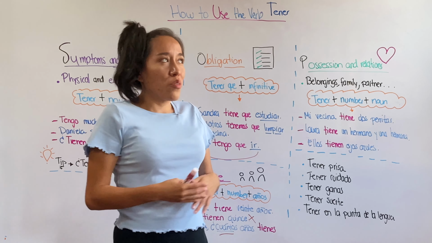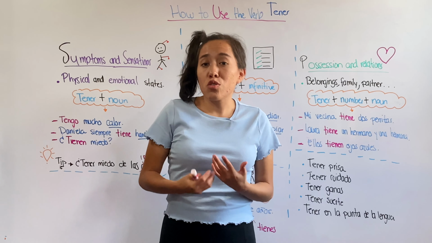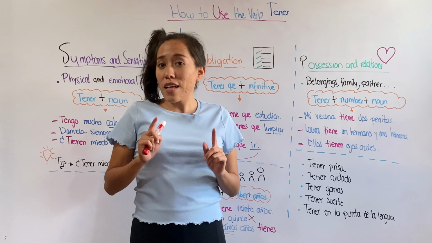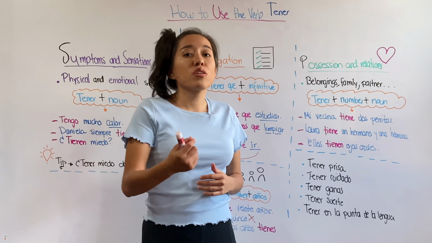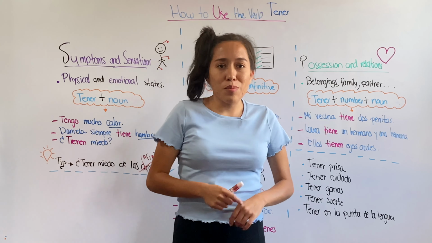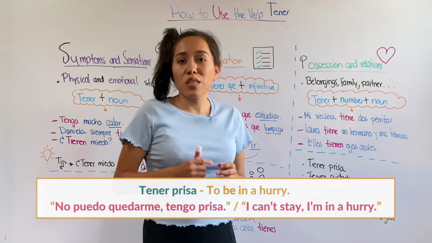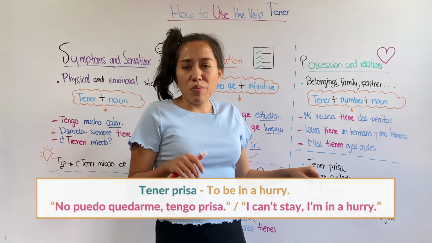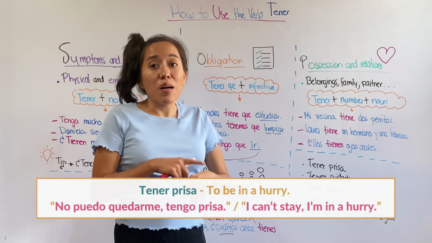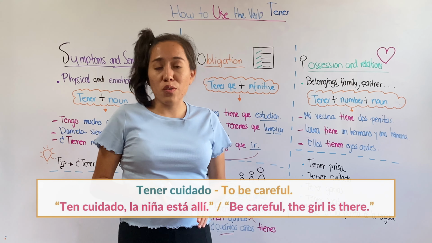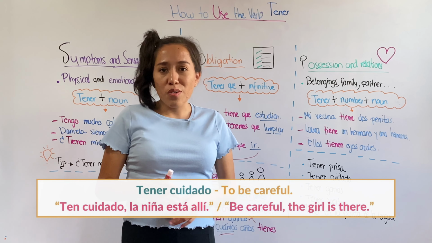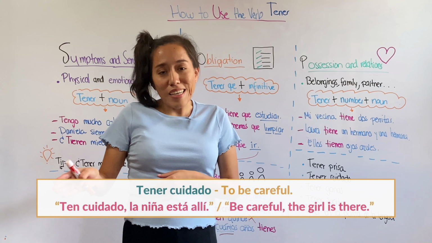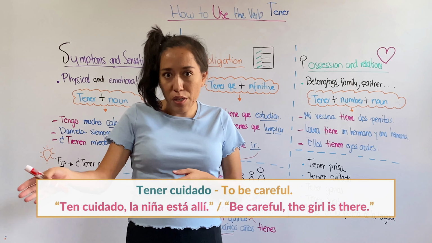So now that you know tener, let me show you some basic expressions that we also use with tener and that are going to help you sound more natural. For example, tener prisa, to be in a hurry. No puedo quedarme, tengo prisa. I can't stay, I'm in a hurry. Tener cuidado, to be careful. Hey, ten cuidado, la niña está ahí. Hey, be careful, the girl is there.